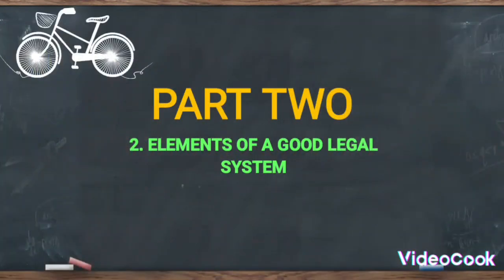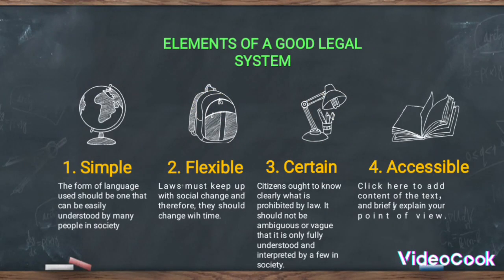But let's close up with the elements of a good legal system. What are the elements of a good legal system? There are 6 elements of a good legal system. The first one is that a good legal system should be simple, which means that the language that is used in the law should easily be understood by many people in society. So it shouldn't be a reserve of only the elite, a few people, or maybe those that have an understanding of legal language. Every individual should be able to understand.